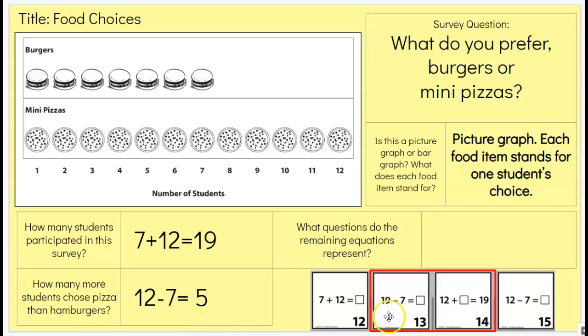What does the equation 19 minus 7 equals something represent? Now, if you were thinking that 19 minus 7 equals something would represent the number of students that chose pizza, show a connection. How did you know that that's what this equation represents?